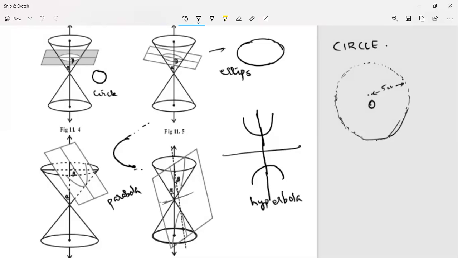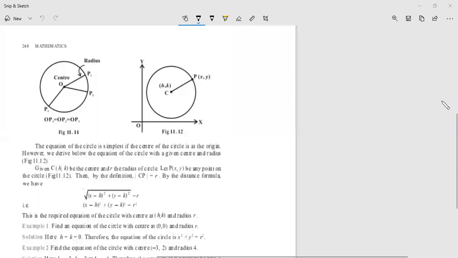Now, how do we write it? Our main aim is writing the equations of the conic sections. So first of all, we will study the equation of the circle. As I told you, this is a circle of a given radius, the distance from the center to any point. Now we will study the equation of a circle in 2D coordinate geometry. We are doing coordinate geometry.